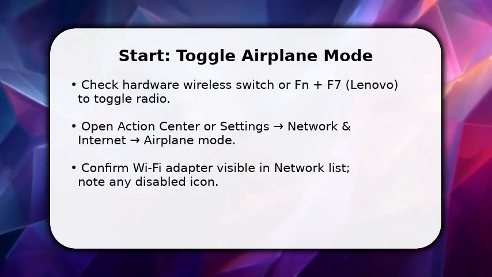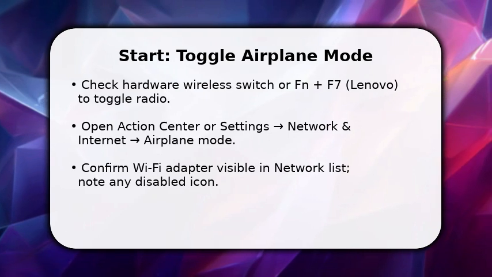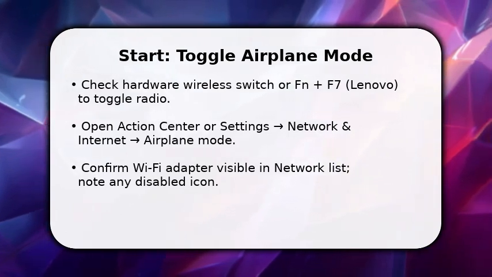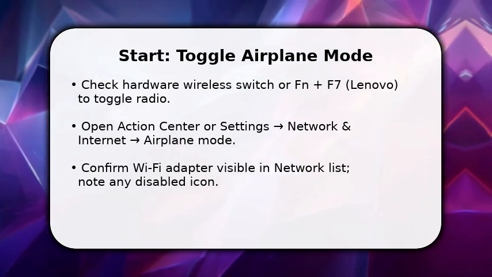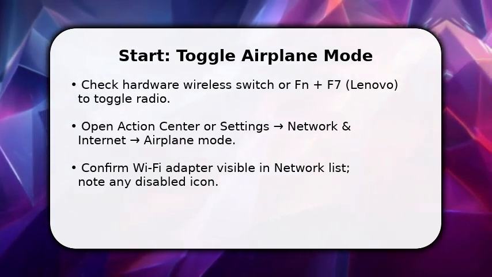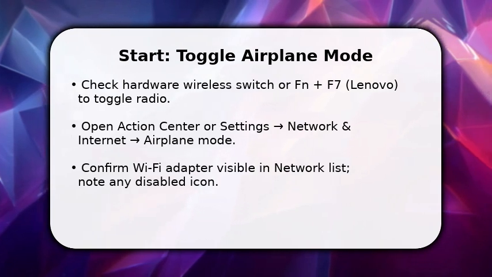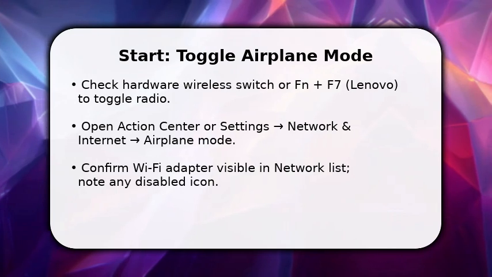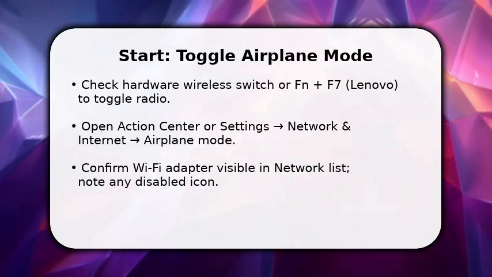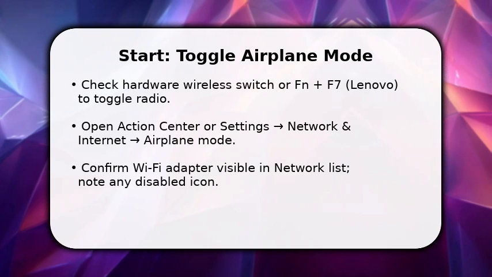You're beginning the fix now. First, verify a hardware wireless switch or press FN plus F7 on many Lenovos to toggle the radio. This can immediately clear airplane mode. Once done, open the Action Center or Settings > Network and Internet > Airplane mode and try turning it off. You're checking both physical and software controls because Windows often reflects hardware state.